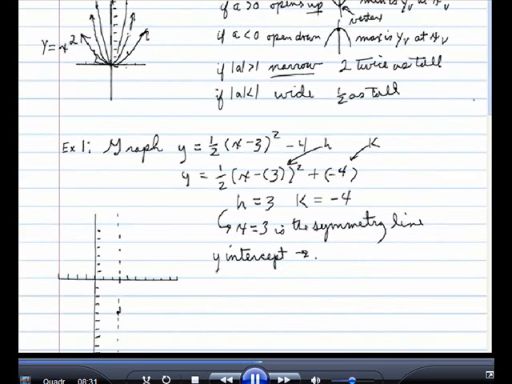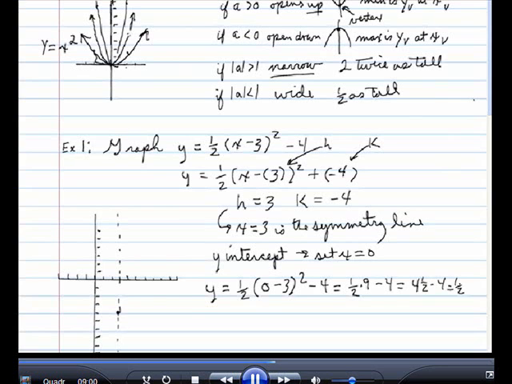To get the y-intercept, set x to 0. And you get y equals 1/2 (0 minus 3) squared minus 4. Negative 3 squared is 9, so it's 1/2 of 9 minus 4, which is 4.5 minus 4, which is 1/2. So we have a y-intercept of positive 1/2, so that would be right up here.